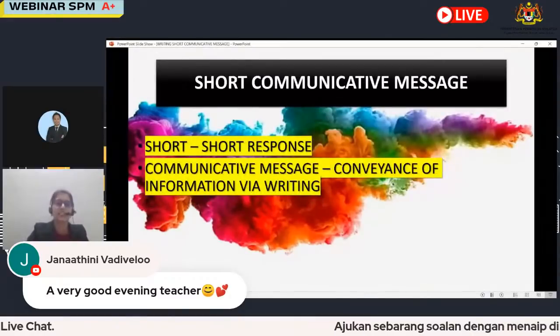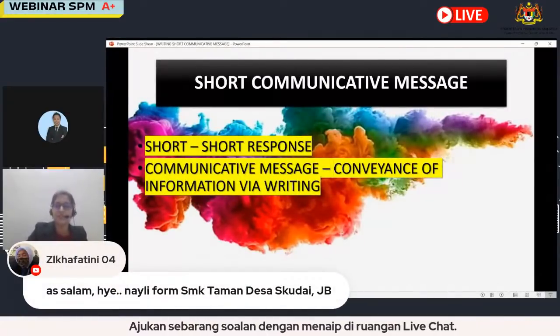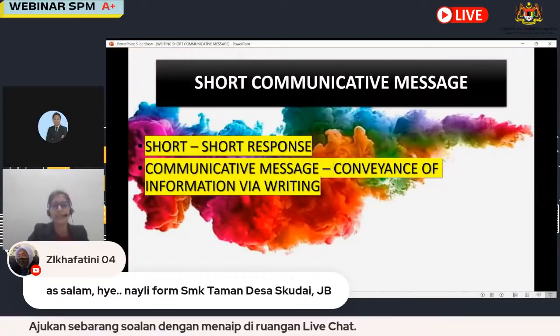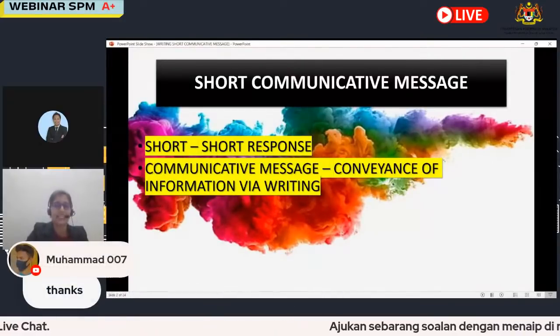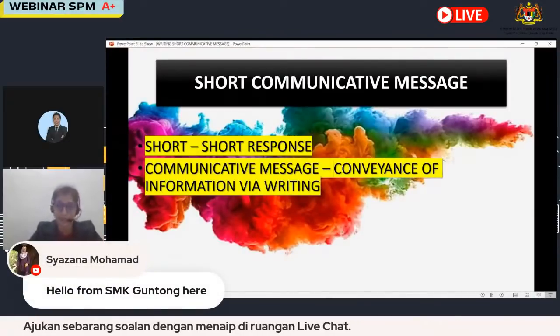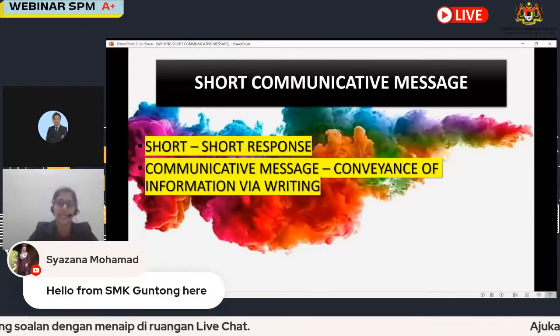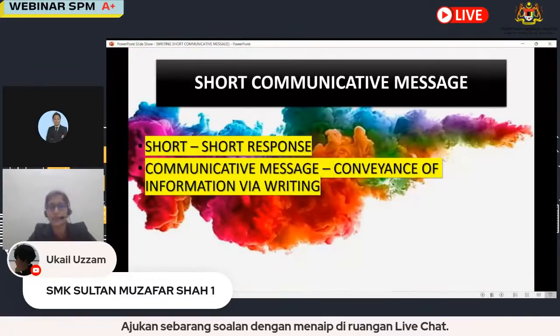When we say short communicative message, the word short refers to a short response, whether it is for PT3 or for SPM. If you compare this task with the other tasks, this task requires the candidates to write the least number of words compared with the other two tasks for SPM. So for SPM, the candidates are required to write about 80 words. Many times I come across candidates asking if they could write more than 80 words.